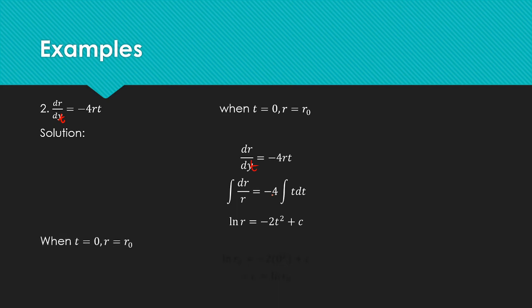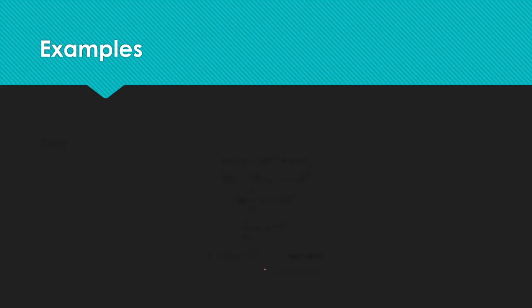Substitute na natin yung initial conditions. So at t is equal to 0, r is equal to r sub o. So we have yung r, palitan natin ng r sub o, lahat ng t, palitan natin ng 0. So we have ln r sub o is equal to negative 2 times 0 squared plus c. So mawawala to, ang matitira na lang class is, ang c natin is equal to ln r sub o. Next is i-plug na natin siya dun sa equation natin. Palitan natin yung c. We will have ln r is equal to negative 2t squared plus ln r sub o.